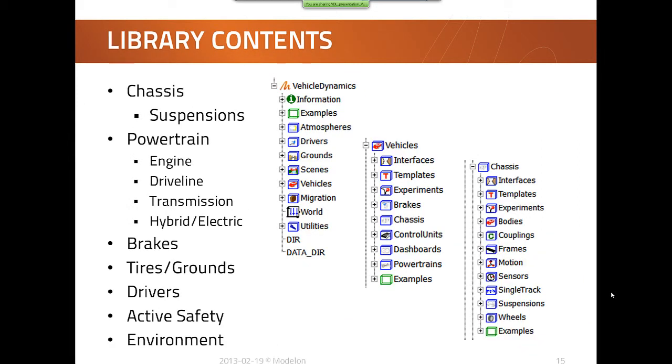The library contains all those things that you need to perform chassis handling analysis. So within the chassis, there's different suspension models and suspension components. In the powertrain, there's the engine, the driveline, the transmission, and capabilities to do hybrid electric modeling. There's brakes, there's tires and grounds for tire-ground interaction. There's drivers to drive the vehicle. There's active safety components, and there's also the environment.